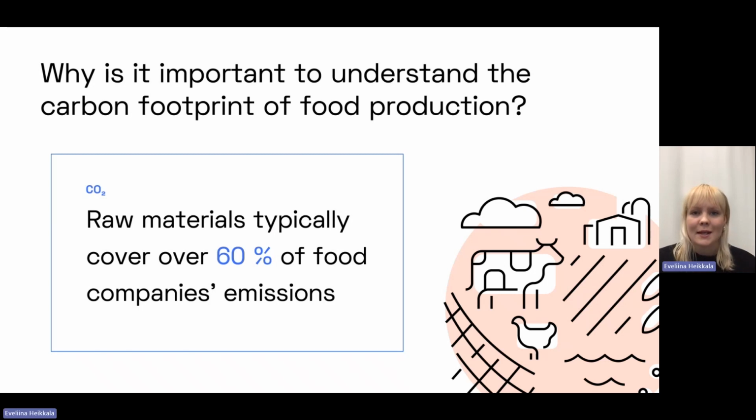So why is it then important to understand the carbon footprint of food production? Well, because besides forming over half of a product's carbon footprint, agriculture significantly influences also the overall emissions of food companies, so the scope 1 to 3 emissions. And this is because over 60% of food companies' emissions stem from raw materials, and they are usually produced on farm level because, for example, if your company produces bread, they will purchase wheat flour or wheat that is produced on the farm level.